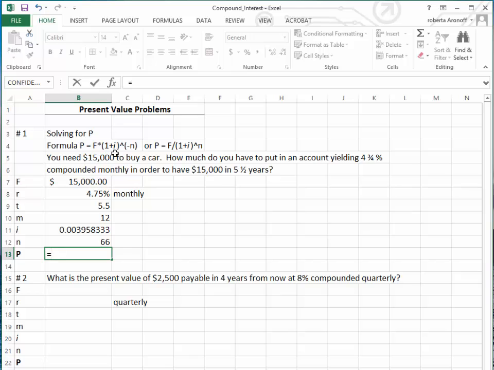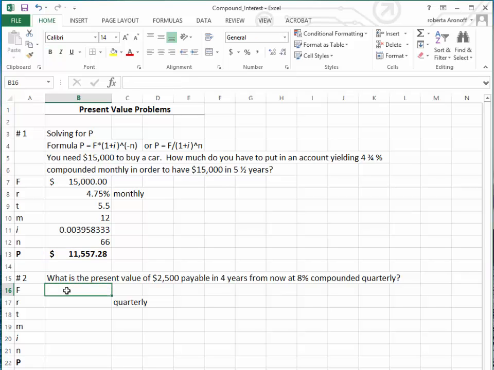Using the first formula with multiplication, we take our $15,000 times, open parentheses, 1 plus, click on the i, close parenthesis, shift 6 to get the exponent button, negative, go to n, and that tells you that we have a number that is not in terms of money, so it's $11,557 and approximately 28 cents. We click on that, we change that to money, and therefore we have to deposit $11,557.28 today to get $15,000 in 5.5 years.